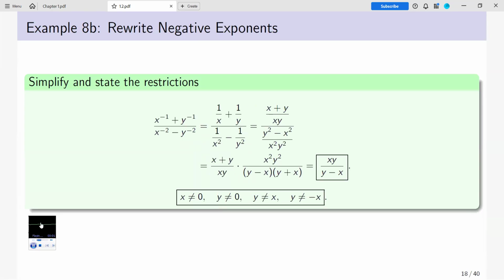Rewrite each negative exponent as a reciprocal, combine the smaller fractions, and factor the difference of squares. 4 restrictions are required because both the small denominators and the large denominator must remain non-zero.